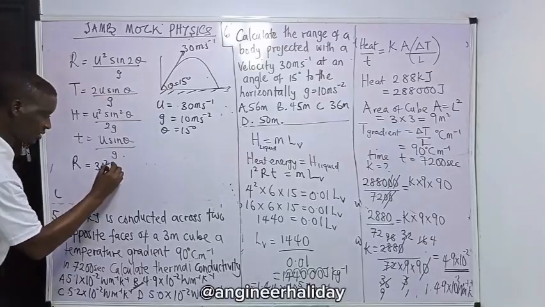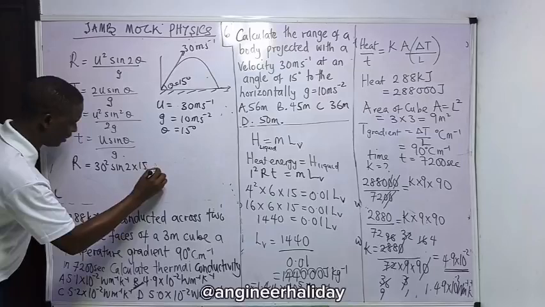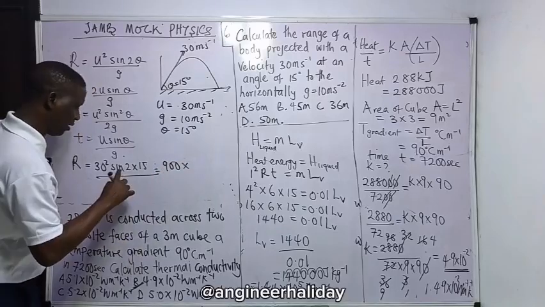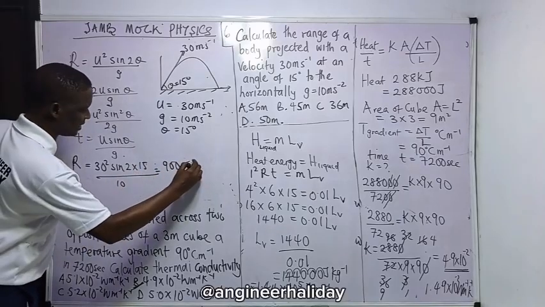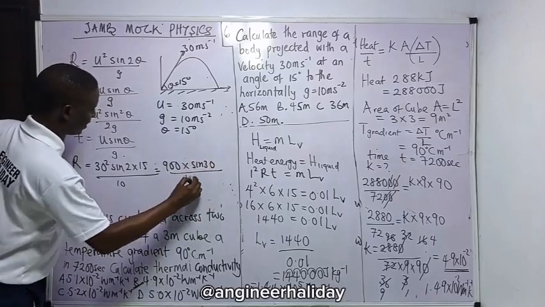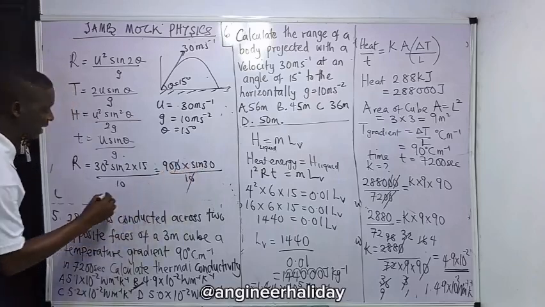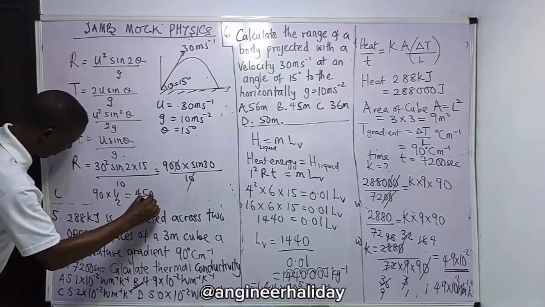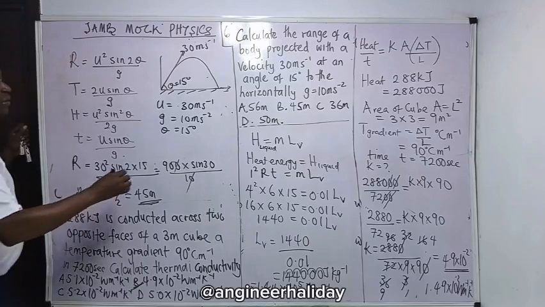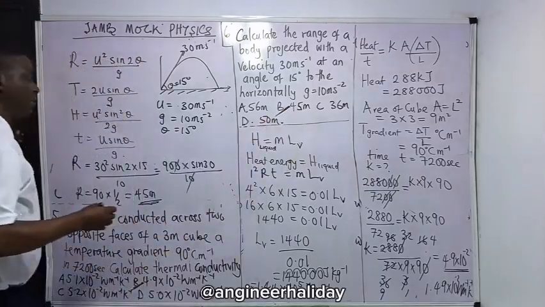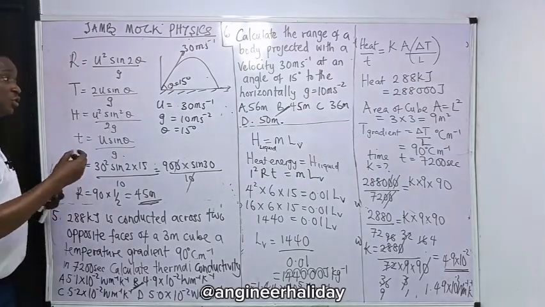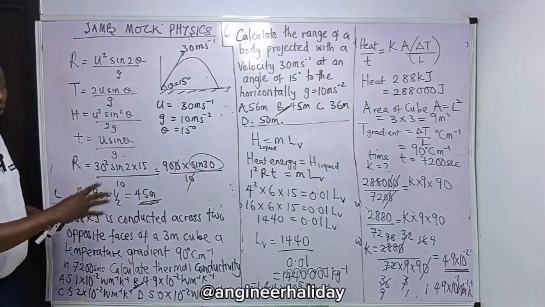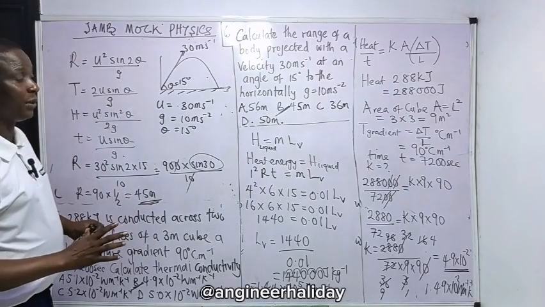So what we want to do now is find our range. 30 square, we give it sine 2 times 15 over 10. So this one will give us 900 times, this 2 times 15 is 30, sine 30 over 10. This one will cancel this one. The sine 30 is 1 over 2. So I would have 25 meters as our range. So the answer is option B. Please don't forget that in your JAMB there is no calculator that can press sine 30. So all this you should know without pressing a calculator.